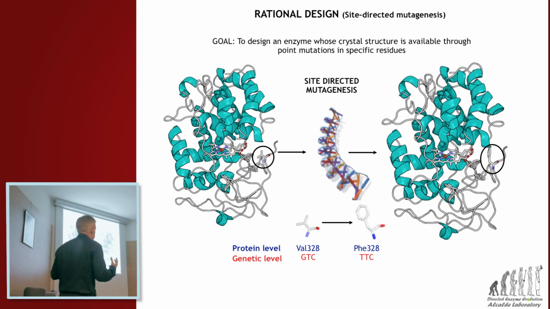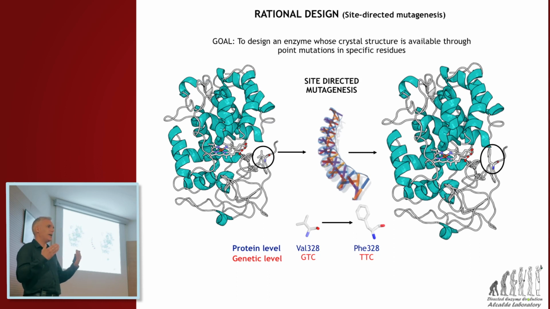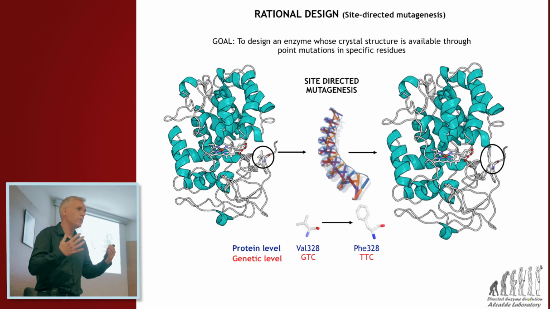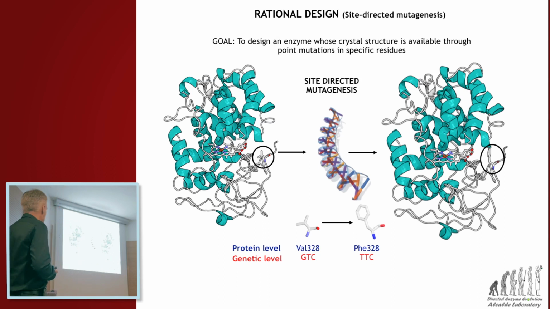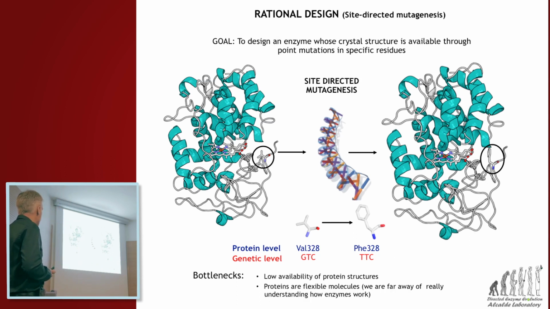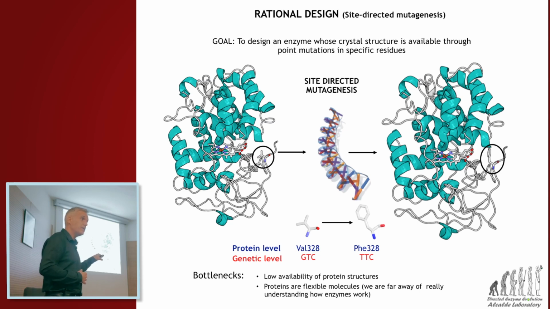This is the so-called site-directed mutagenesis or rational design, because we anticipate, we speculate about which changes we're going to make, and afterwards we have to make these changes and see whether or not these changes are successful in terms of the property we're going to improve or study. But the main bottlenecks of rational design are basically two. First of all, we have low availability of protein structures. Even though we have a revolution in terms of genome databases, it's still very difficult to get good crystal structures of enzymes. Therefore, we are limited by the crystal structure.